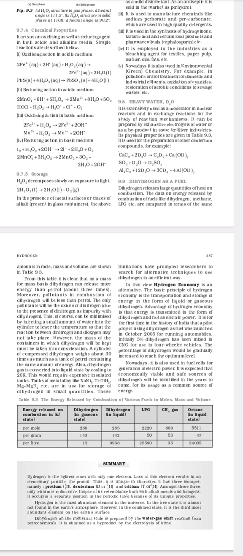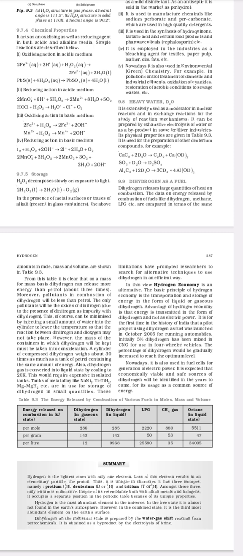Also, hydrogen gas is converted into liquid state by cooling to 20 Kelvin. This would require expensive insulated tanks of metal alloys like NaNi5, Ti-TiH2 and Mg-MgH2. These are in use for storage of dihydrogen in small quantities. These limitations have prompted researchers to search for alternative techniques to use dihydrogen in an efficient way. In this view, hydrogen economy is an alternative. The basic principle of hydrogen economy is the transportation and storage of energy in the form of liquid or gaseous dihydrogen. Advantage of hydrogen economy is that energy is transmitted in the form of dihydrogen and not as electric power.